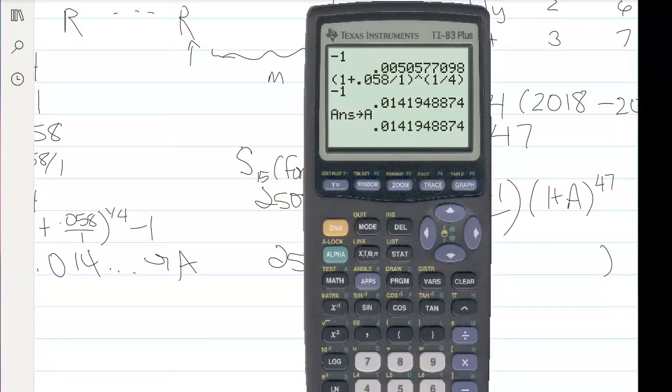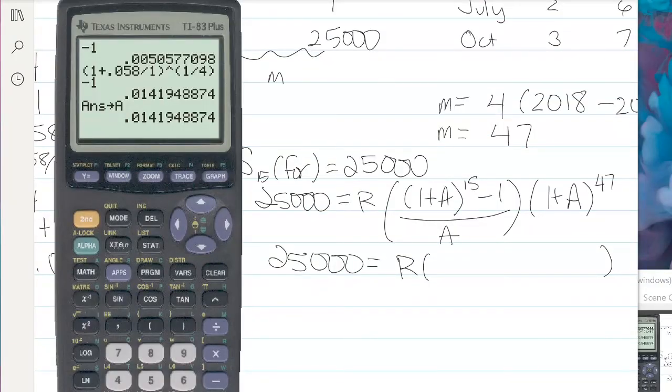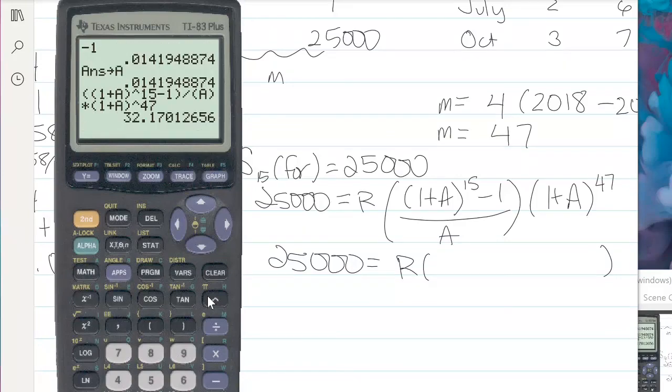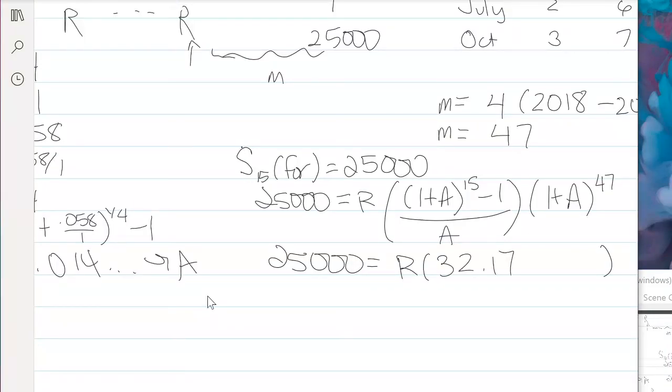So we got to jump back to our calculator to figure out what that is. We have a set of parentheses, then another set of parentheses, and then we have our 1 plus A, and that's to the 15 minus 1. That's our numerator, and we're dividing that by our denominator, which is just A. You don't need parentheses there, but I think it's helpful. And then we're going to multiply that by 1 plus A again, and then we're raising that to the 47. So this is our coefficient, 32.17, and it keeps going.